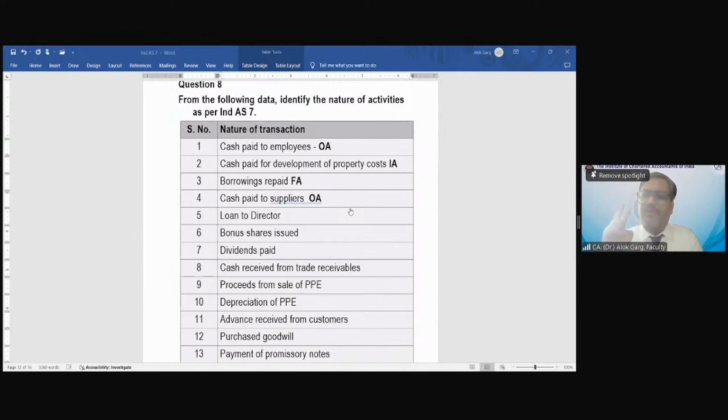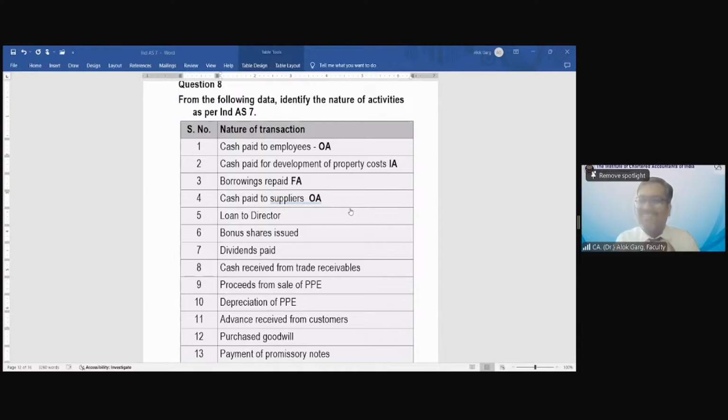Whenever you have a doubt, follow the rule of elimination. So financing will 100% not be the answer. Now either it has to be operating or it has to be investing. So whether the job of the company, the bread and butter of the company, the ordinary activity of the company is to give a loan to the director.